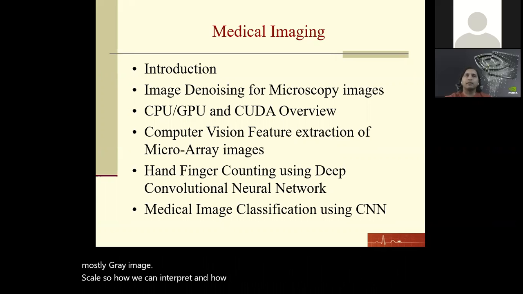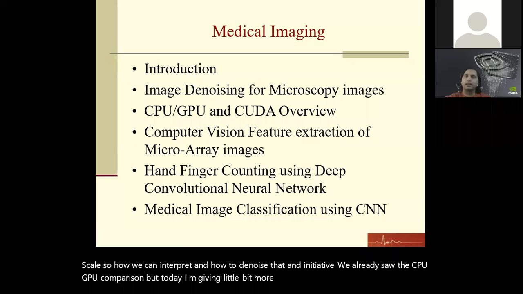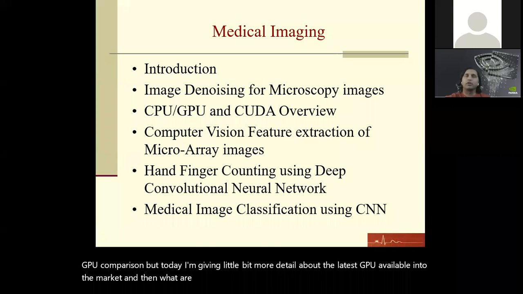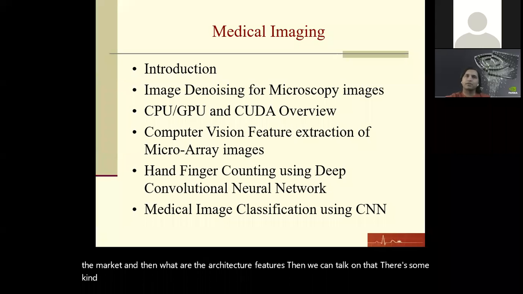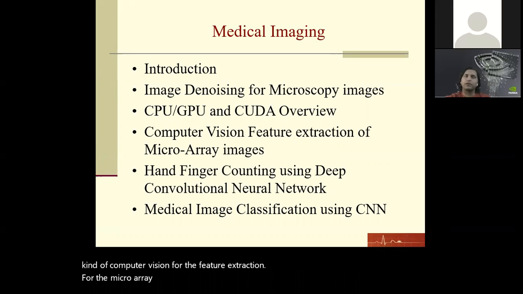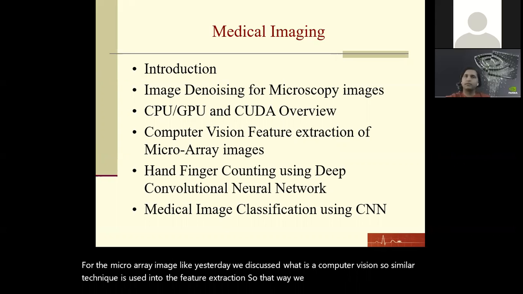And then yesterday we already saw the CPU GPU comparison, but today I'm giving a little bit more detail about the latest GPUs available in the market, and what the architecture features are. Then some computer vision for feature extraction for the microarray image. Like yesterday we discussed what computer vision is, a similar technique is used in the feature extraction. That way we can get good accuracy of the parameters.